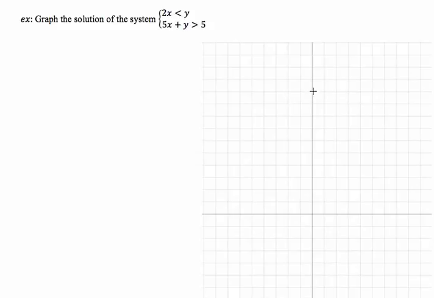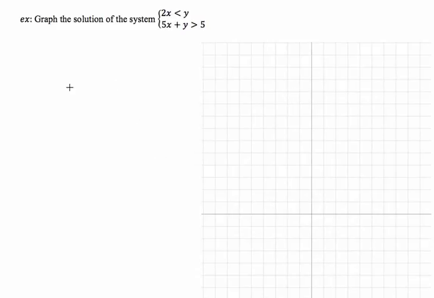Okay, and let's do another example. Make sure you're trying this on your own first. Okay, first let's label the equations. This one will be equation 1, this will be equation 2. So bringing equation 1 over here, I have 2x is less than y.